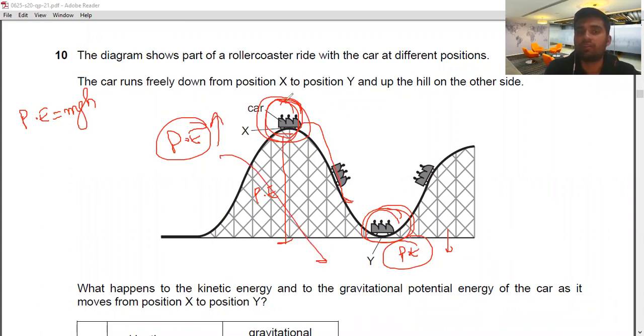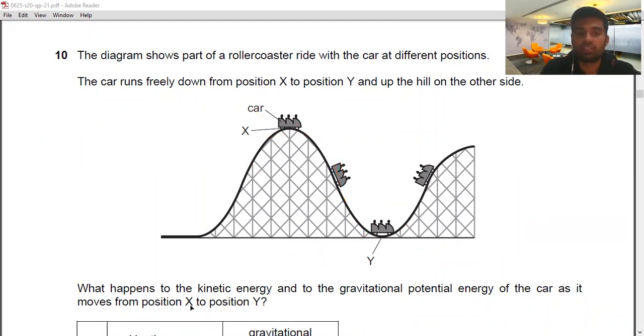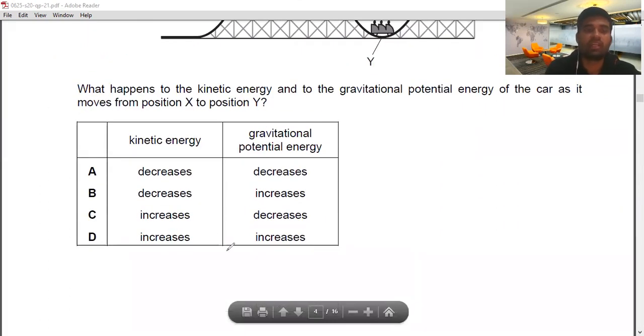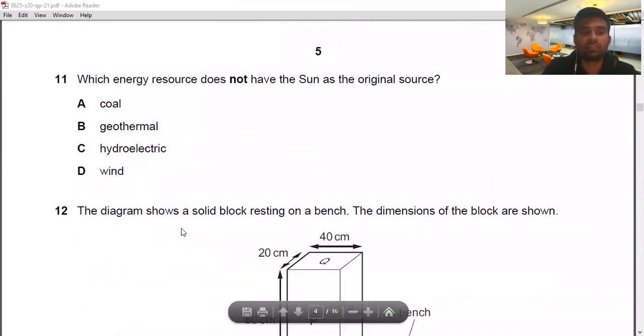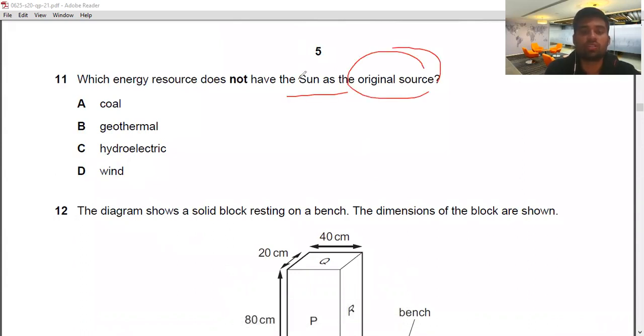Whereas when it goes down from a very high height, the speed of the car increases. Since the speed increases, we know the formula for kinetic energy is half mv squared, so kinetic energy is also increasing. So kinetic energy is increasing and gravitational potential energy is decreasing. So C is the correct answer. Going to the next question, which says, which among the following does not have the sun as the original source? For this, you should know that geothermal energy is the source which does not have the sun as the original source. The rest, all three, have the sun as their original source.